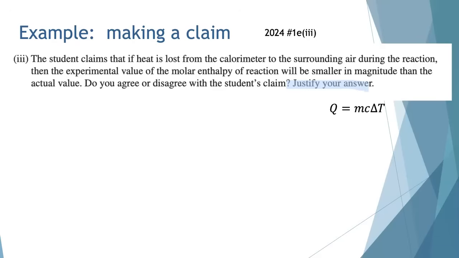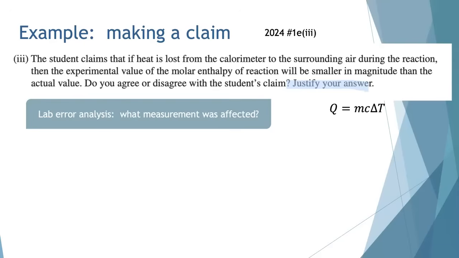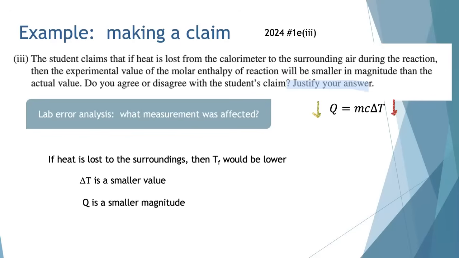Since this is part of a calorimetry calculation where we had already done some parts of it, we need to use q equals mc delta T as part of our reasoning to calculate q. This is a lab error analysis. What measurement would be affected? Well, the measurement that would be affected if energy is lost to the surrounding air is the final temperature. T final is going to be lower. And if T final is going to be lower, then delta T is going to be lower. And if delta T is a smaller magnitude, then q is going to be a smaller magnitude.